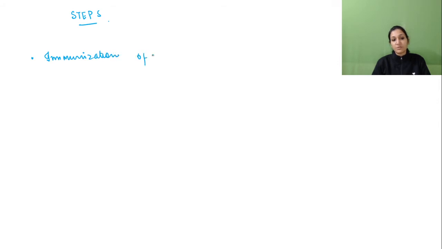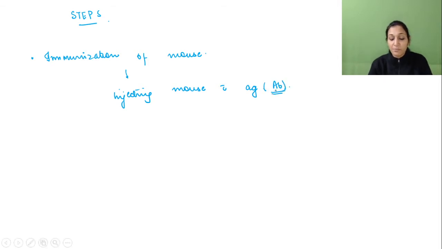Immunization of mouse. So what do we mean by immunization of mouse? The mouse would be injected with the antigen which we have to actually use for production of the monoclonal antibodies. So immunization of mouse means injecting the mouse with the antigen for which we need to prepare the antibody, right? This is the purpose.